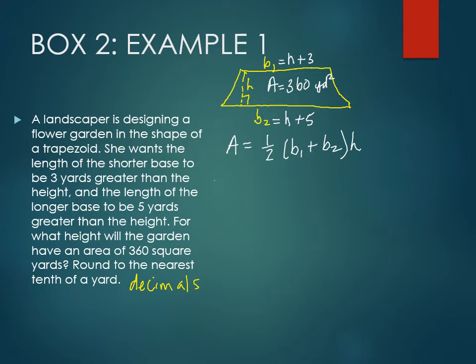Well, A is 360. B1 is H plus 3. B2 is H plus 5. And our H we do not know. And now step 6 says solve for your unknown. Our unknown is our H. So we're going to go through the process and solve for our H. We're going to combine like terms. And that gives us 2H plus 8 times H.